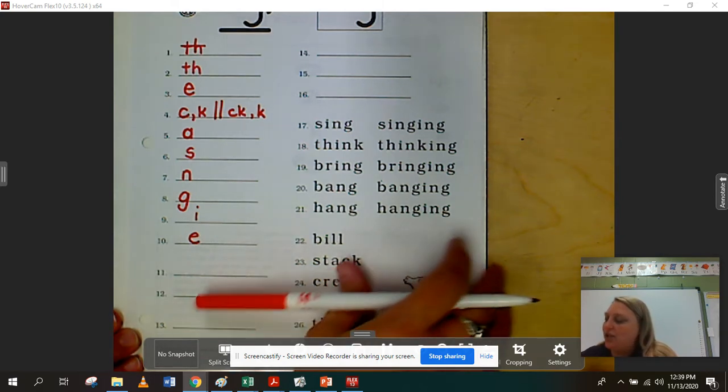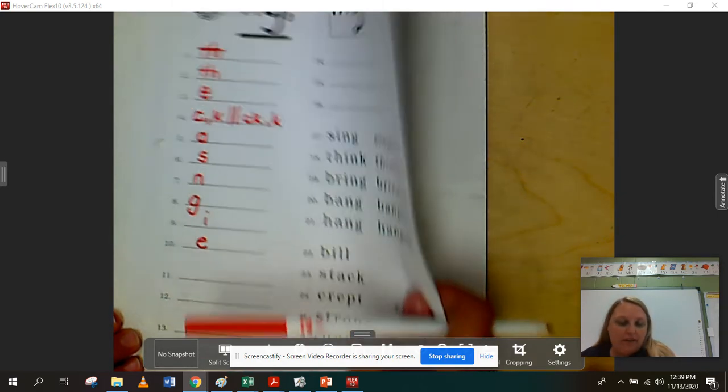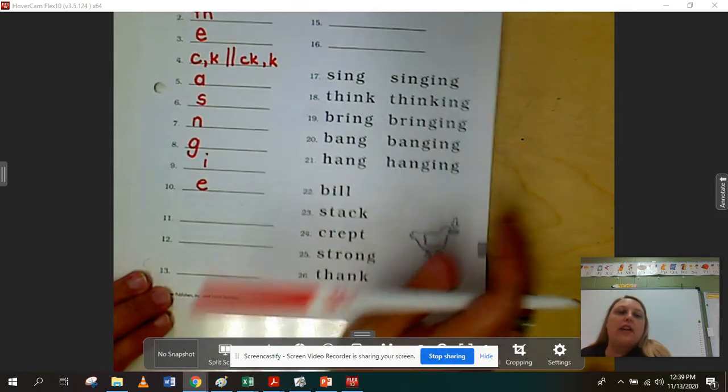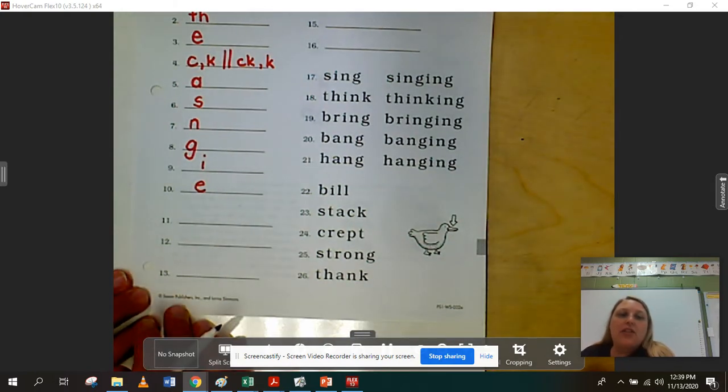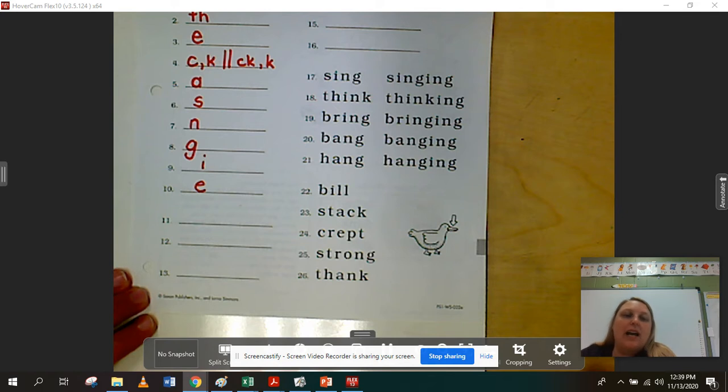All right, and let's do 11 and 12. For 11, I want you to write the word thick. Thick. I like a thick piece of cake. Thick. And number 12, sound out the word desk. Desk.